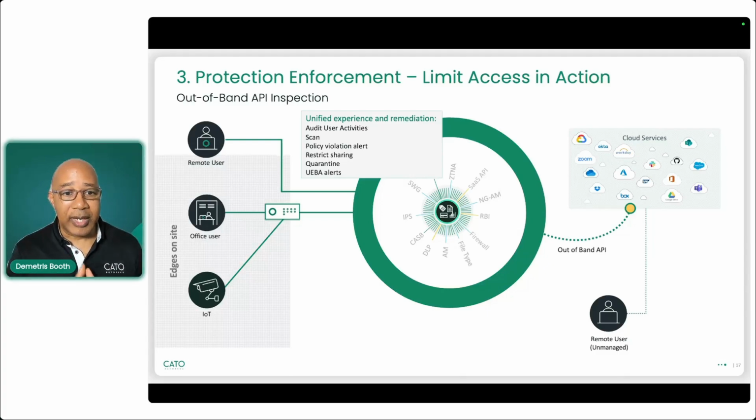With this, we connect directly to the cloud app, audit user activity, scan the context, and then take action. That action can be one of numerous things. It can be alerting on the violation, restricting the sharing, quarantining the file, and so forth. The result here is a unified enforcement story, whether the user is remote, in the office, IoT adjacent, you name it. Cato can still limit the access and the blast radius to limit the potential damage that this unmanaged user is inflicting.